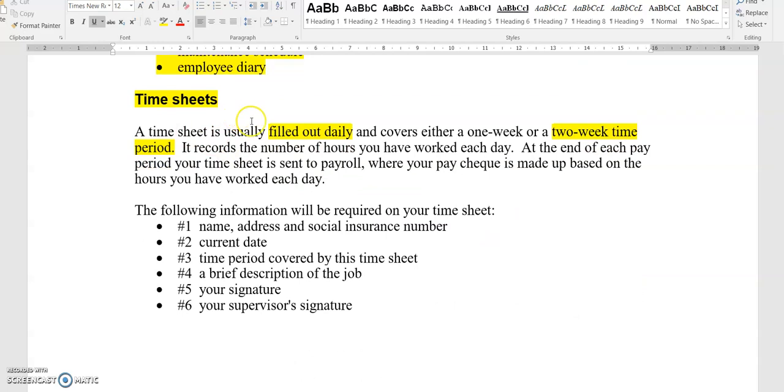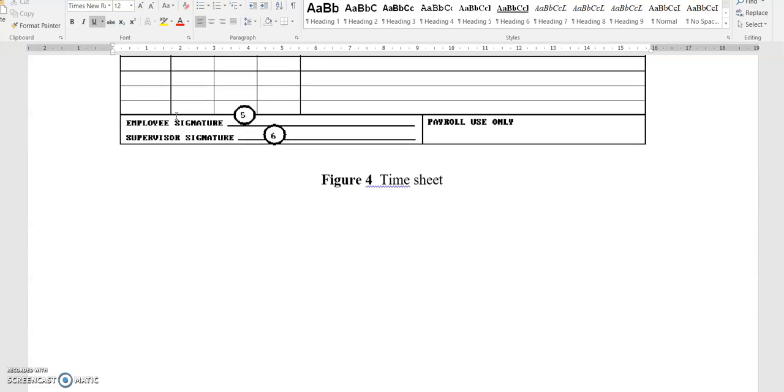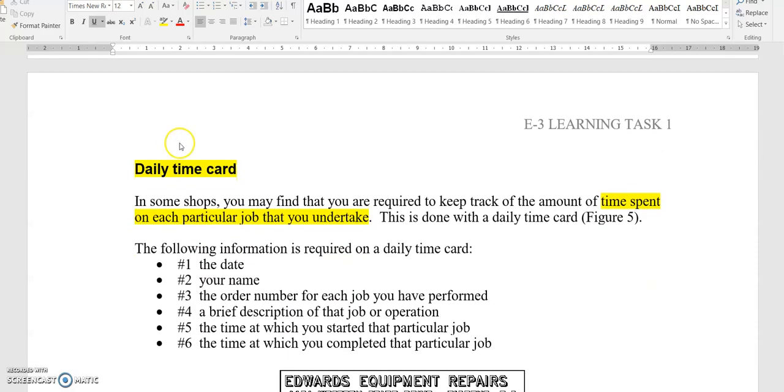So timesheets will be filled out daily, and they will cover a 2-week time period most of the time. So this is you walking into the job site and you're working at one place all the time. So you punch in and punch out. That's what it means for the timesheets. And then daily time card, as I explained earlier, it's basically the employer wants to know how much time you spent on one particular job.